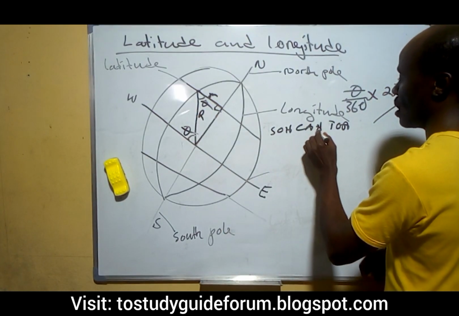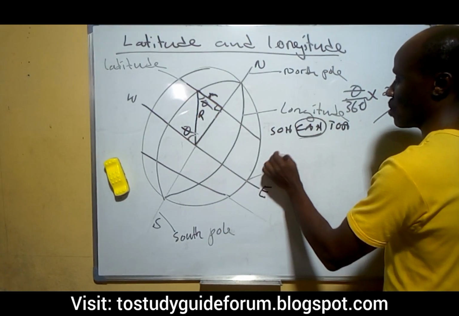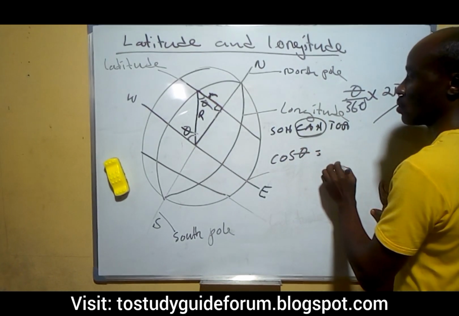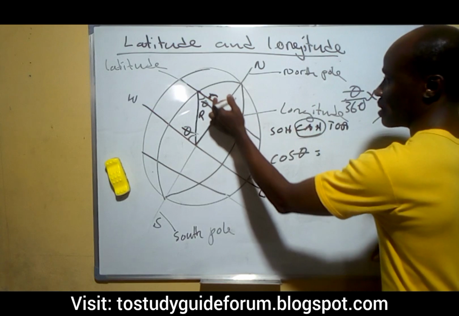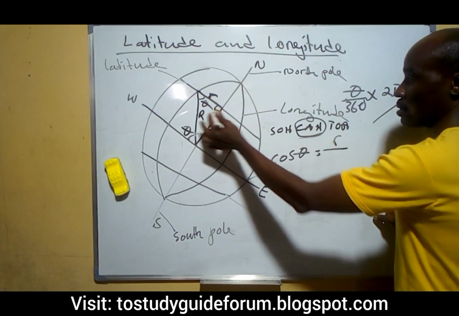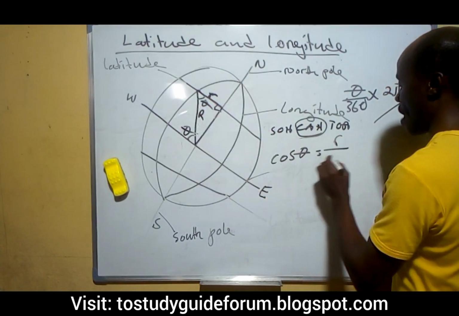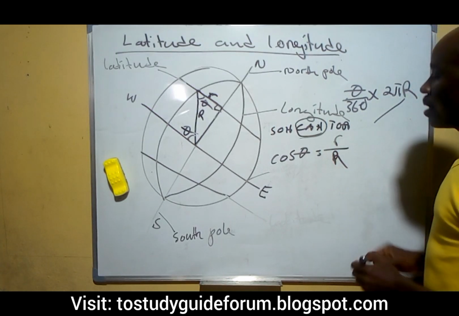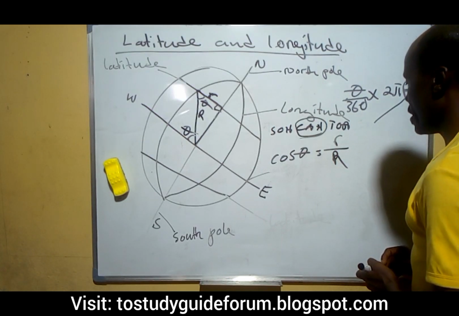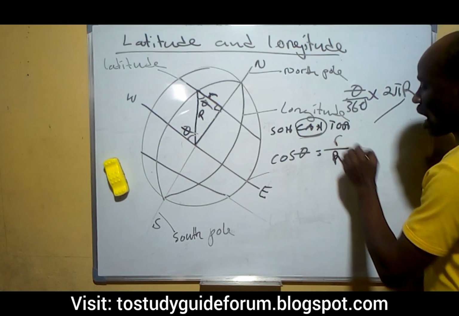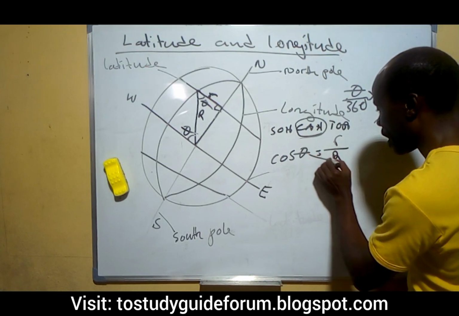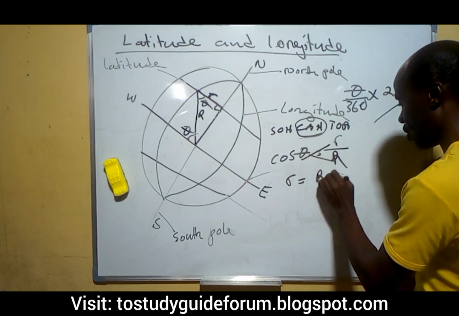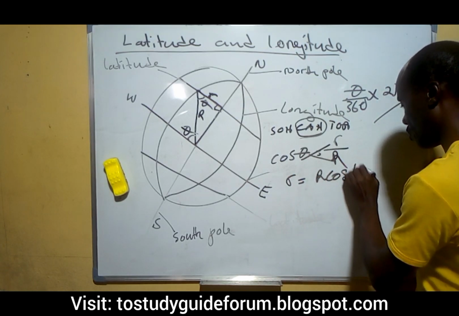In other words, we can use cos. That means cos theta is equal to the adjacent, which is small r, over the hypotenuse, which is big R. Then making r the subject of the formula, we multiply through. We have small r equal to big R multiplied by cos theta.